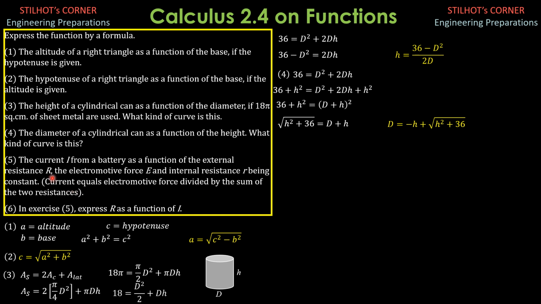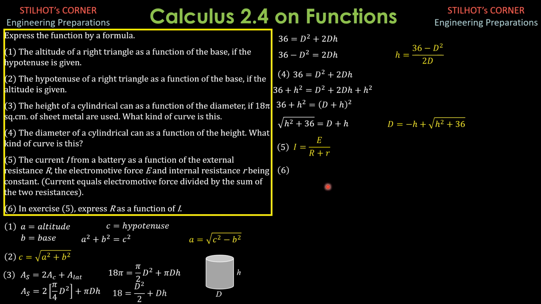Then number 5, the current I from a battery as a function of the external resistance big R, the electromotive force E, and internal resistance small r being constant. So I is equal to E all over quantity big R plus small r. So it is already defined from this definition. So that's the relationship.